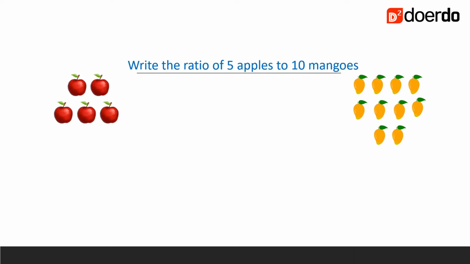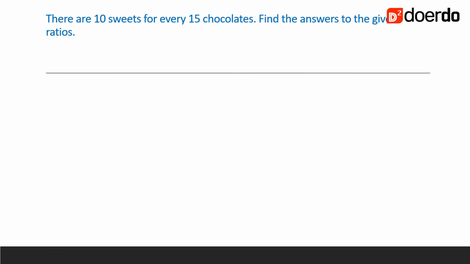Write a ratio of 5 apples to 10 mangoes. The following is the ratio of 5 apples to 10 mangoes: 5:10, or 5/10. Let's try to address a word problem. There are 10 sweets and 15 chocolates. Find the solutions to the ratios listed here.